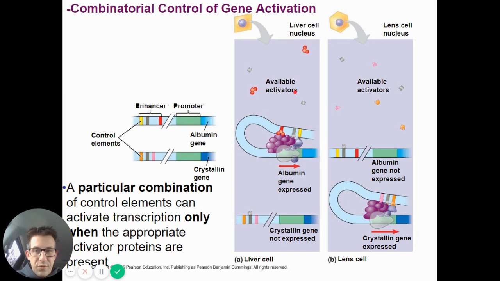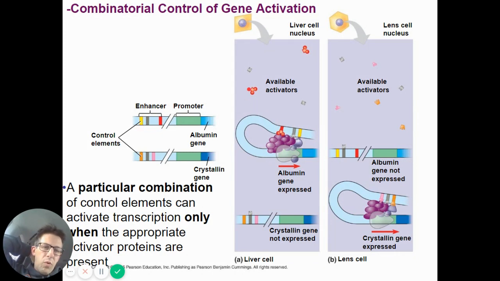Okay, so that's what we see right here. In this picture, the albumin gene in the liver cell, it's in the eyeball cell as well, but we're worrying about it in the liver cell, has an enhancer region that needs a red activator and at least a gray activator. At least for this particular picture, it doesn't look like the yellow activator necessarily matters.